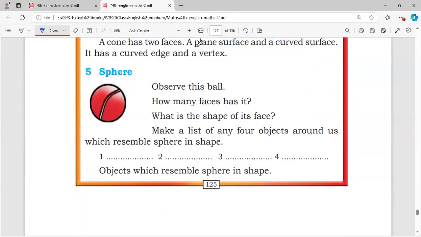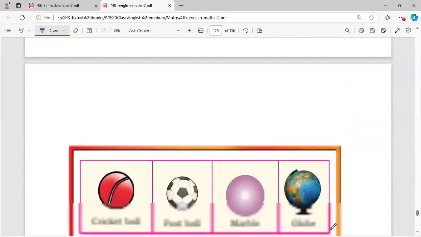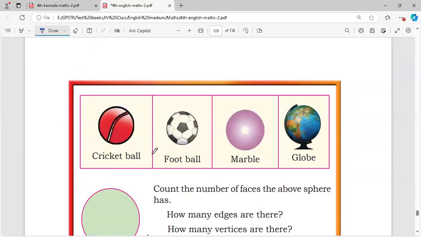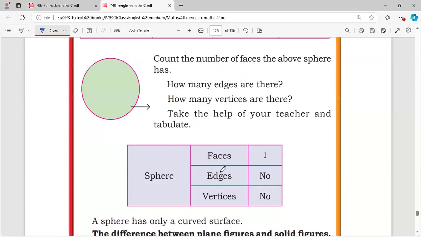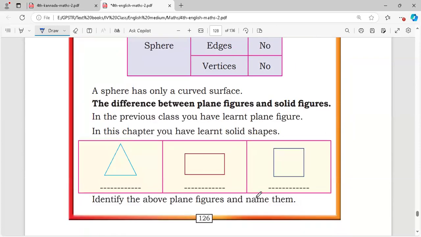Next, sphere. Football, which resemble a sphere in shape: volleyball, cricket ball, marbles, etc. They are given cricket ball, football, marble, globe. Sphere: faces one, no edge, no vertices.